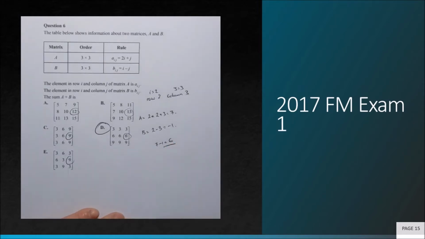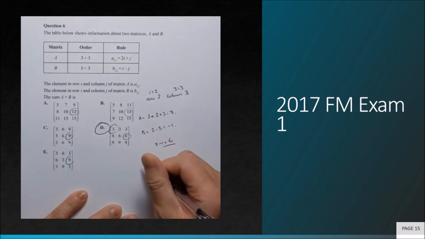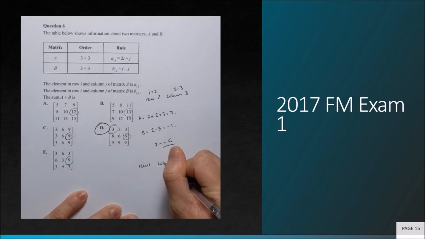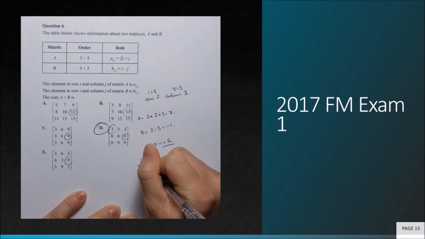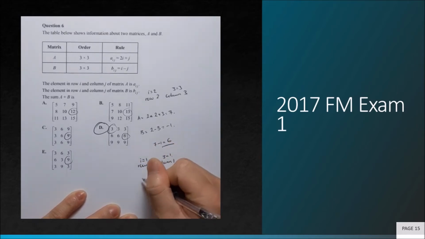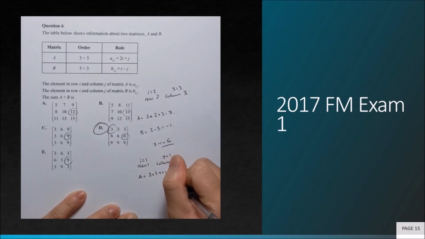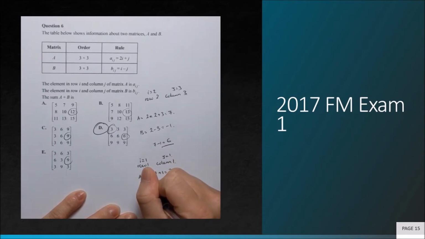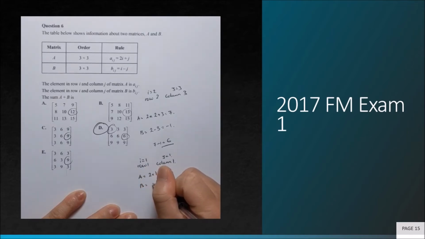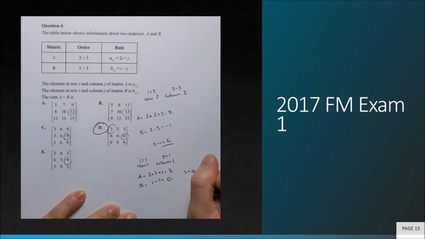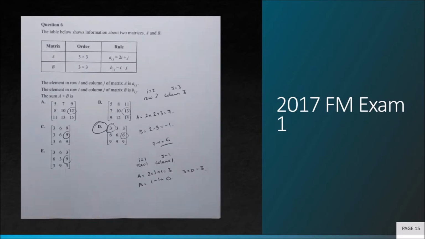Now it's good to check another number just in case. I know that most of the time we'll get it right the first time, hopefully. We can check the first number. So the first number is in row 1, column 1. Quite easy. That means i equals 1, j equals 1. So matrix A, it's 2 times 1 plus 1, which is 3. Matrix B, which is i minus j, so it'll be i, which is 1, take away 1, which equals 0. 3 plus 0 equals 3. Yes, most likely that answer there. And that's how we do those.